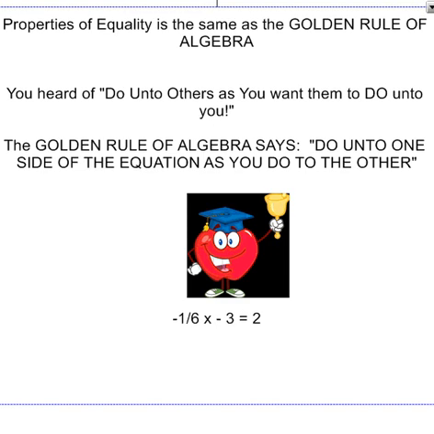All right, so it's important that we identify the mathematics behind this. Why does this work? Because of the properties of equality, which is the same thing as the golden rule of algebra. The golden rule of algebra is just like the golden rule that we've all learned as children: do unto others as you want them to do unto you. Well, the golden rule of algebra says do unto one side of the equation as you've done to the other side.